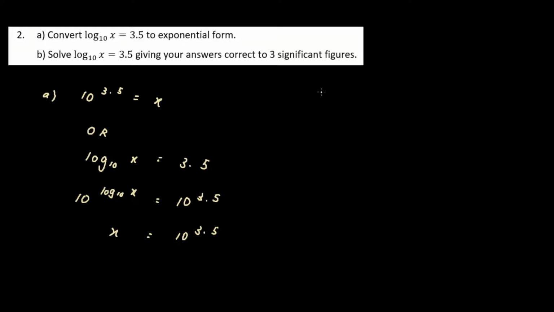Okay. So B, same thing. They want you to solve it. So log 10 x equals 3.5. Since from A you already know that x will be equal to 10 to the power of 3.5, just use your calculator and press 10 to the power of 3.5, and you should be able to get your answer to three significant figures as well. So that's why 3160. Okay, so let's move on to number 3.